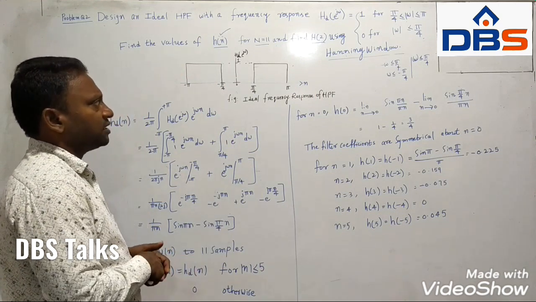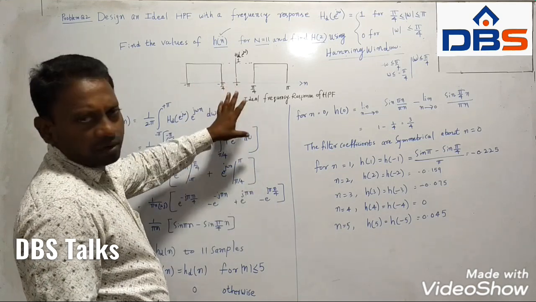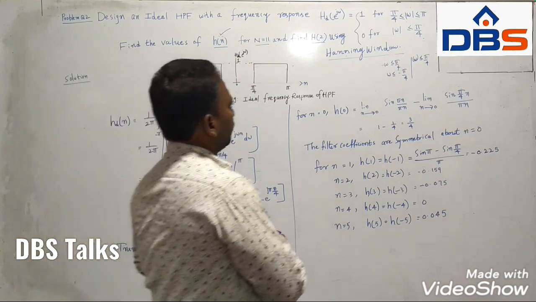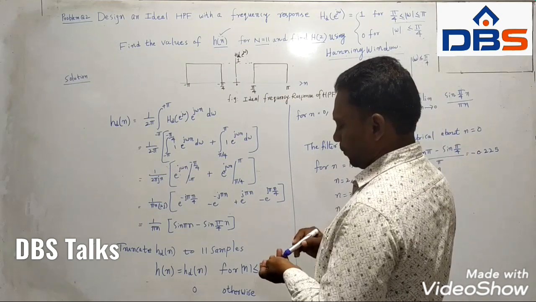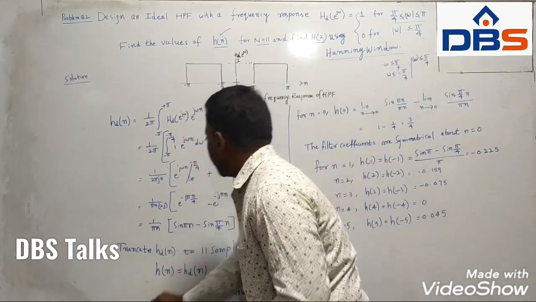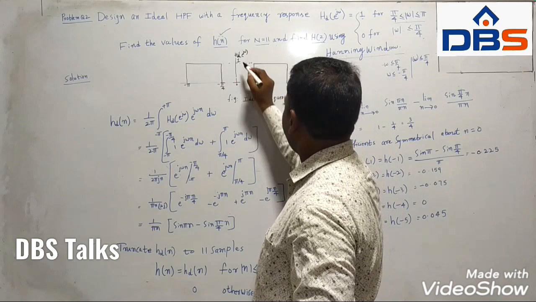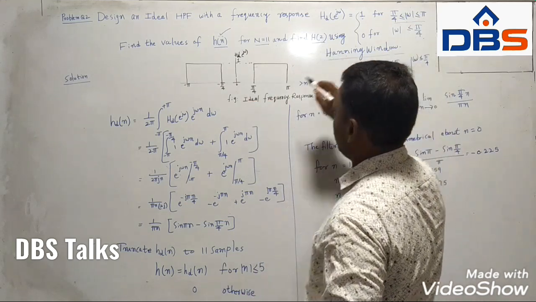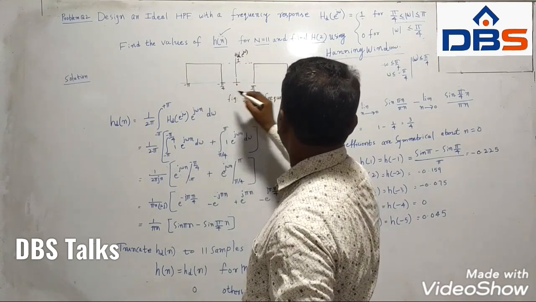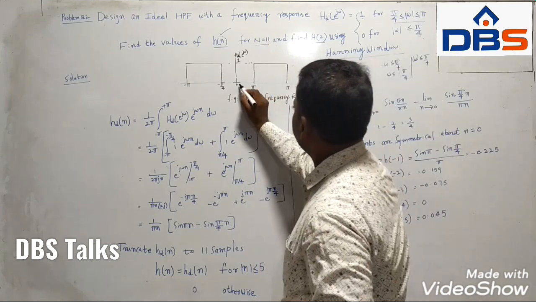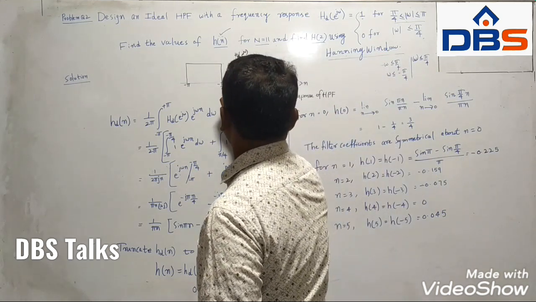HD of e power j omega is the desired frequency response. This figure is not given in the problem statement, we have just drawn this figure to understand it. From pi by 4 to pi, the magnitude is 1. If you take the negative values, minus pi to minus pi by 4, it is also 1. From 0 to pi by 4, the magnitude is 0, and here to here the magnitude is 0.